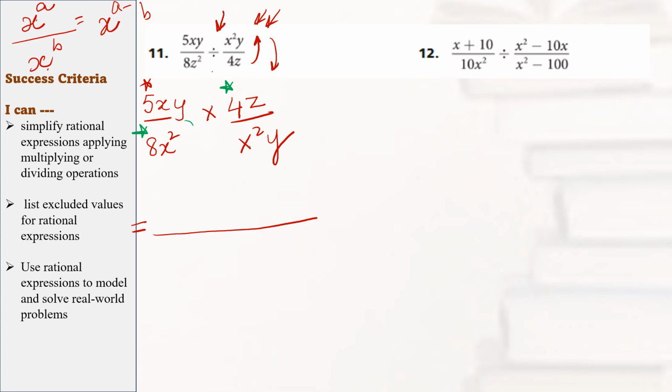How will you write it? You will write 5 times 4 divided by 8 in the calculator. So if you write this in the calculator, 5 times 4 is 20, and 20 divided by 8, you will get 5 over 2.